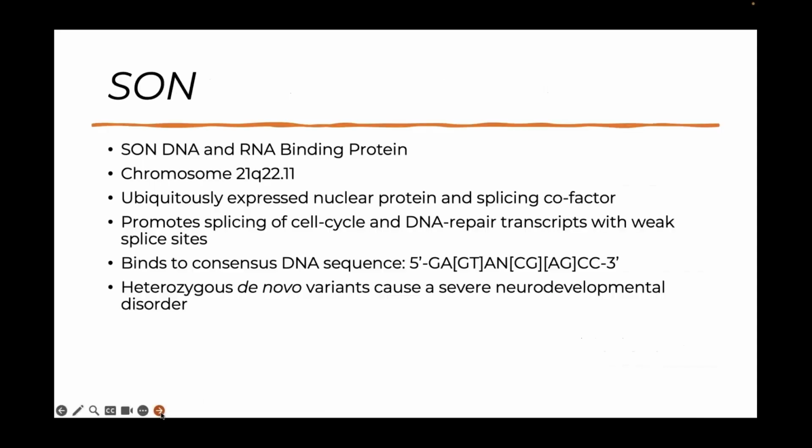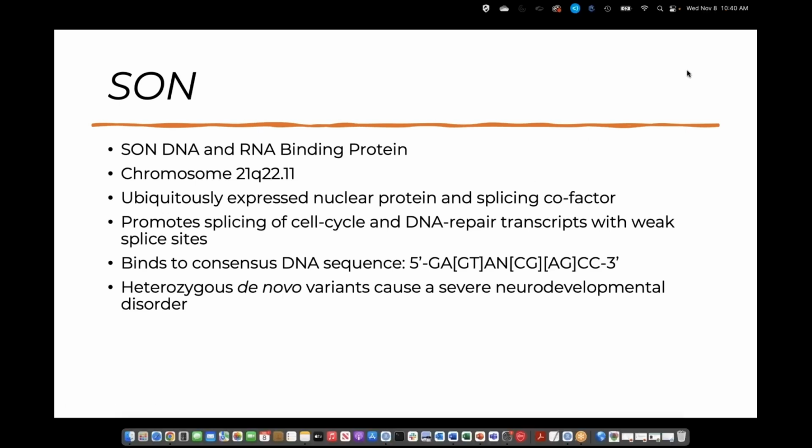It's not just limited to the individual cell types. But SUN itself is a very interesting gene, and it's a DNA and RNA binding protein. As I mentioned, it is on chromosome 21, which is relevant for trisomy 21 or Down syndrome in particular. It's a ubiquitously expressed nuclear protein and splicing cofactor, and it promotes splicing of cell cycle and DNA repair transcripts.